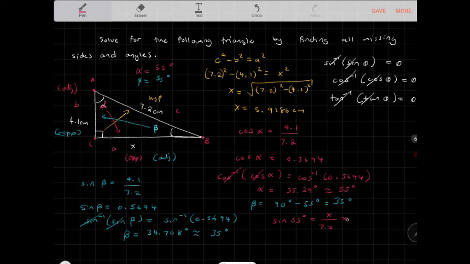If I want to solve for x, I'm going to multiply 7.2 to both sides, and it cancels out. x is equal to 7.2 times sine 55 degrees. And in this case, 7.2 times sine 55 degrees is going to be equal to about 5.8978, right? You can notice that it's very close. Like this is going to be 5.9, this is going to be 5.9, right?